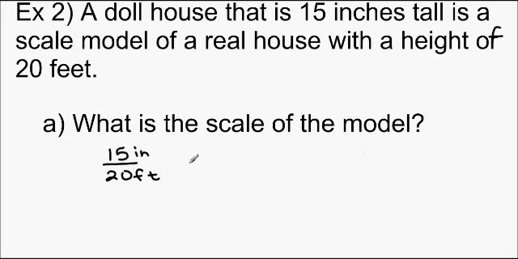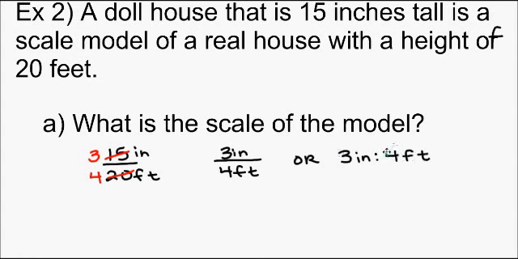But we can simplify this. So 15 and 20 both have a factor of 5. So if I take 5 out of 15, I'm left with 3. 5 out of 20, I'm left with 4. So I can write this as 3 inches to 4 feet. But do keep that 3 inches first. So the model always goes first.